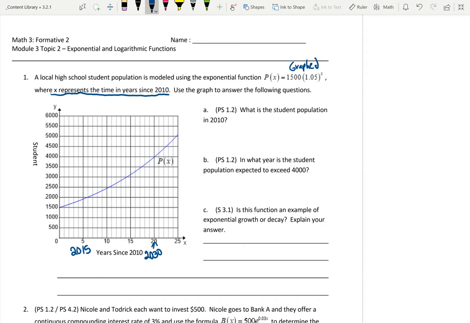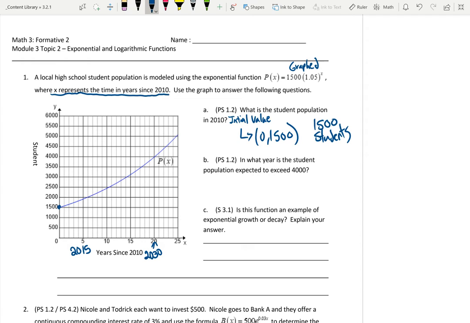So let's continue. What is the student population in 2010? Okay, well, 2010, how many years have passed since 2010? Well, that's going to be 0 years. I'm going to be looking for the initial value, which is also going to be the y-intercept. And this is going to be (0, 1500). And we want the 1500 part. That's how many students are going to be attending.